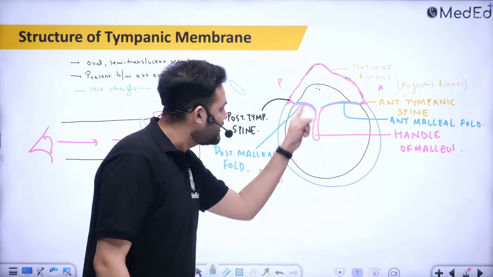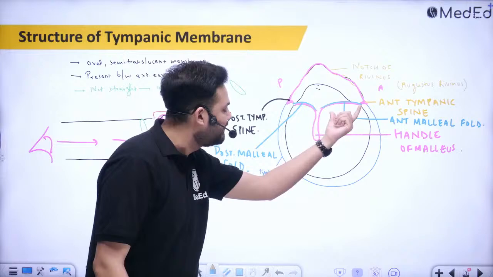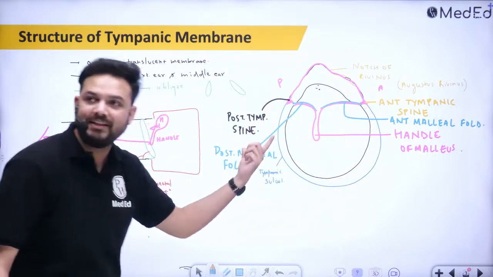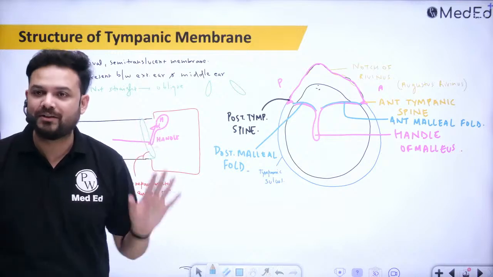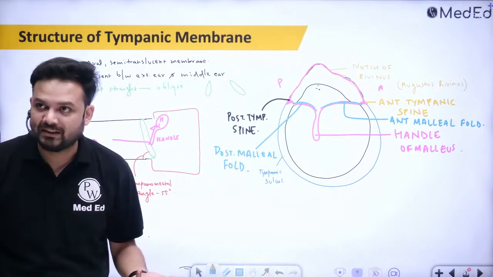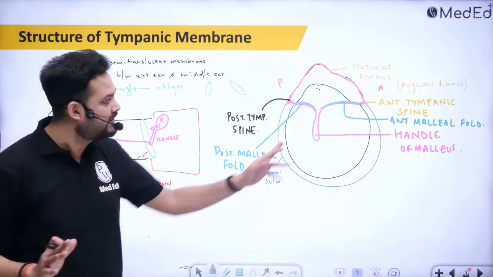एक एंटीरियरली अटैच हो रहा है, एक पोस्टीरियरली अटैच हो रहा है. एंटीरियर वाले को बोला एंटीरियर मैलियल फोल्ड, पोस्टीरियर वाले को बोला पोस्टीरियर मैलियल फोल्ड, इन सिंपल वर्ड्स. एंड बोथ आर अटैचिंग टू द मैलियस. दे आर मेड अप ऑफ फाइबर्स. ओके फाइन. अभी क्लियर ऑन दीज फोल्ड्स.